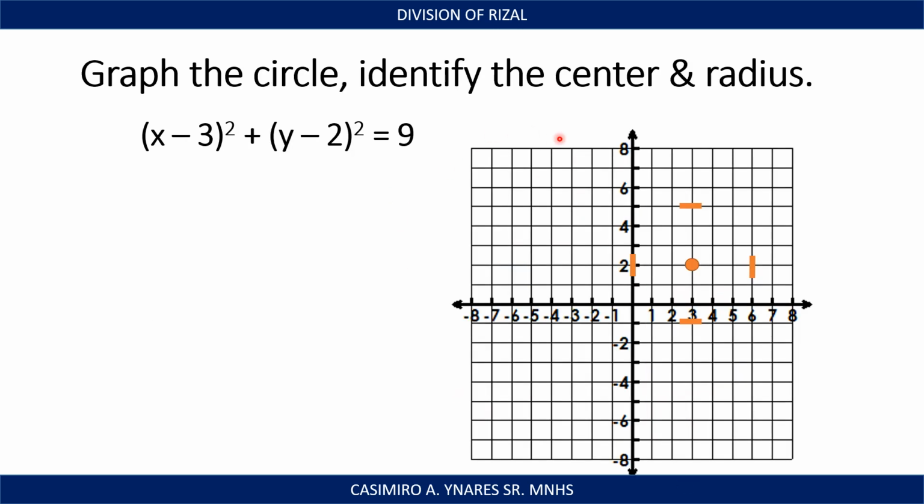Next, graph the circle, identify the center and radius. If we have the given (x minus 3) squared plus (y minus 2) squared is equal to 9. Nakuha niyo na ba kung ano magiging center natin? Yes, our center is positive 3, positive 2. How about your radius? What is the square root of 9? The radius is 3.